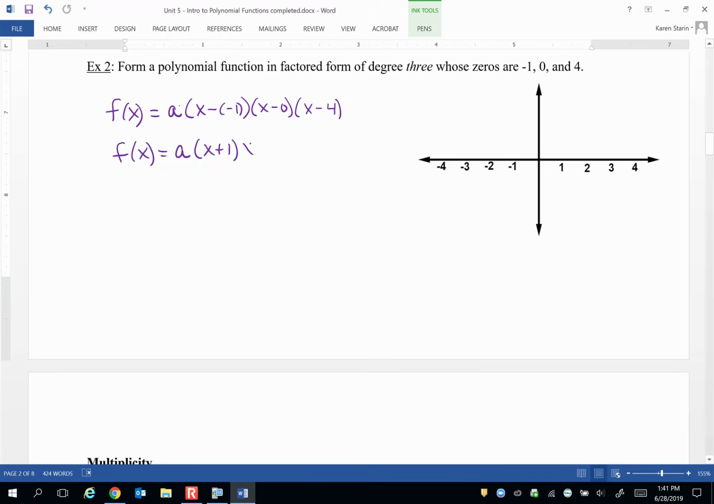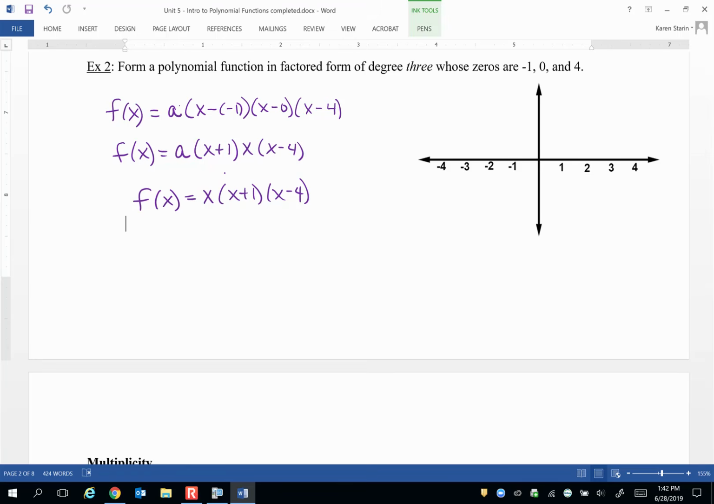X minus 0 could just be x. You could leave it as x minus 0. That wouldn't be incorrect. It's just not usual. And then x minus 4. Let me let a be 1. So if I let a just be 1, I'll probably write x first, and then x plus 1, and x minus 4. It really doesn't matter which version you do and which order of your roots you list them in their factored form.